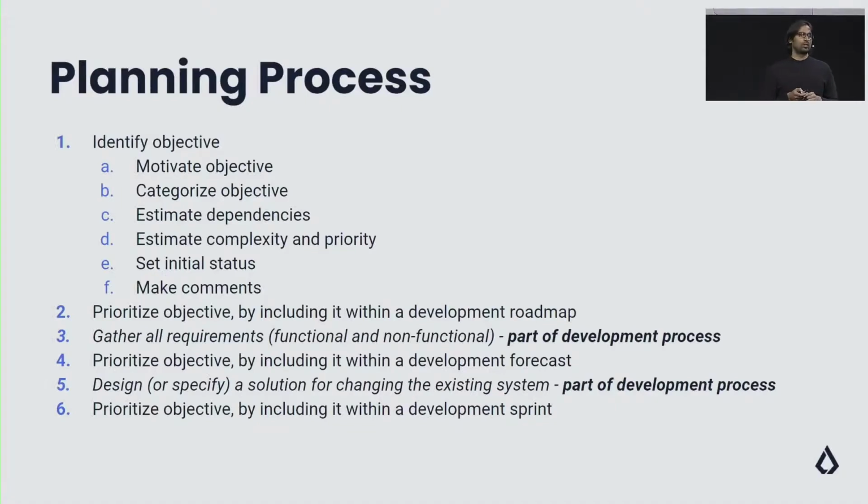So let us walk through the planning process. First, we identify objectives. An objective consists of multiple phases where we prioritize, including the development roadmap, and then we gather the requirements, which includes both functional and non-functional. Once we have done the requirements gathering, we prioritize the objectives that need to be included for the forecasting of the development. And then we design the solution by changing the existing system. And finally, we prioritize the objectives to be included for the development.